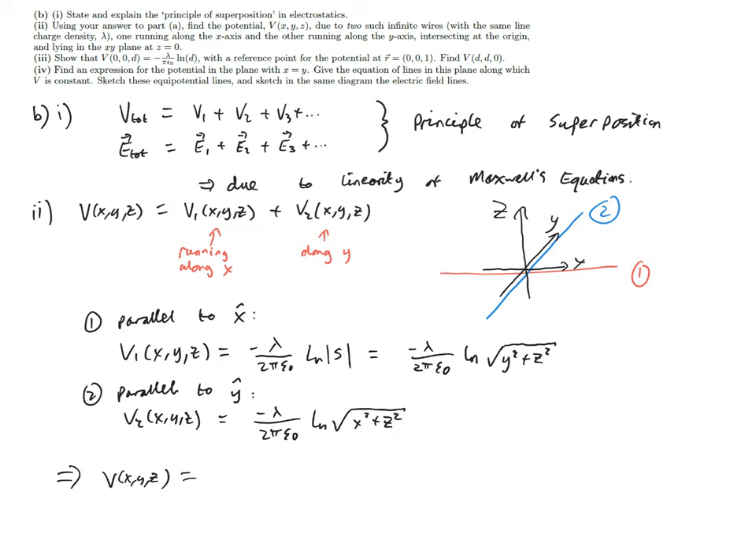So this one here, for example, has r equals 1, this is r equals 2, this is r equals 3, and so on. And for a given r, with r squared equals x squared plus z squared, we have a constant potential. And what is the potential? V is equal to minus lambda log r upon pi epsilon naught for a given radius r.